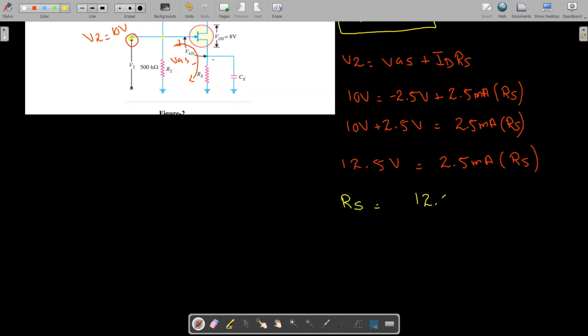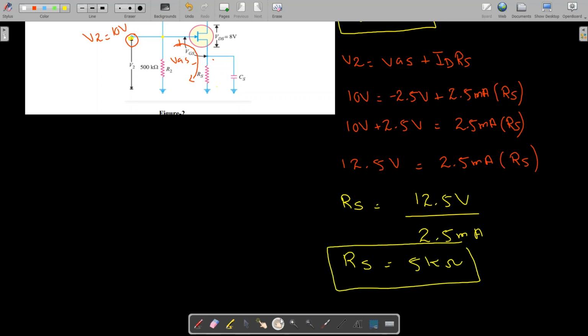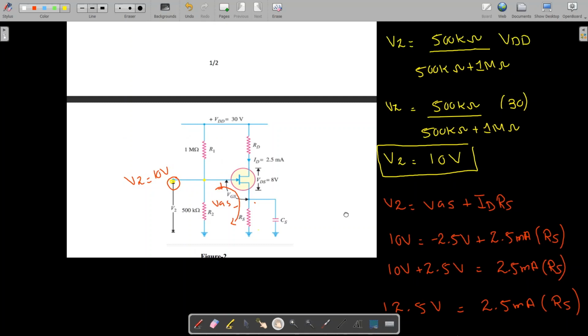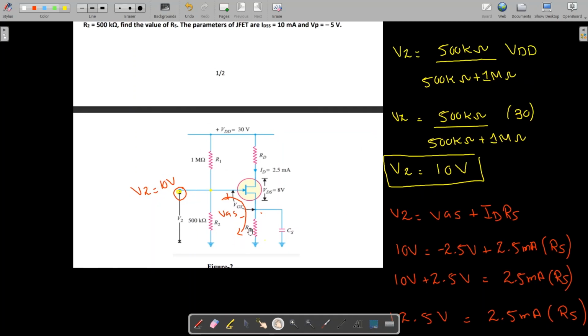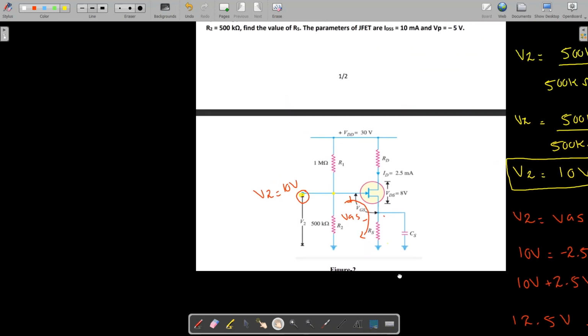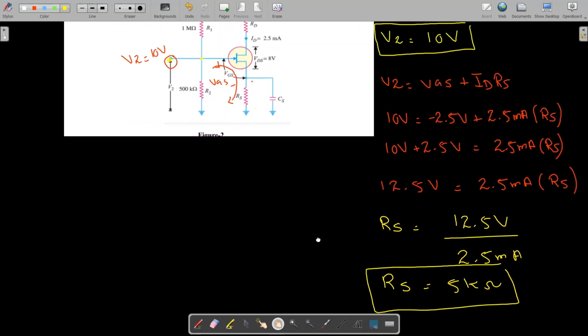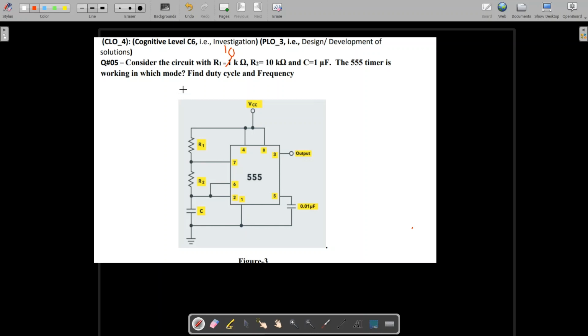RS is equal to 12.5 volt divided by 2.5 milliampere, and this RS comes out to be 5 kilo ohm. And this is the answer of this question. So the question looked intimidating, but this was a very easy question. What we need to do is that, because we are dealing with RS, we need to deal with this loop. So for that we need to find the V2. V2 can easily be found using the voltage divider rule. So I found out the V2 and then applied the KVL, and as a result I got the RS, which was 5 kilo ohms.